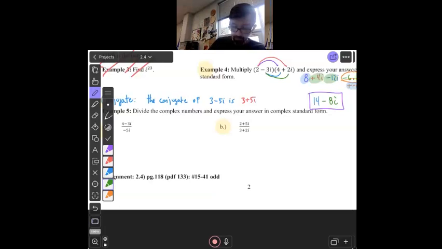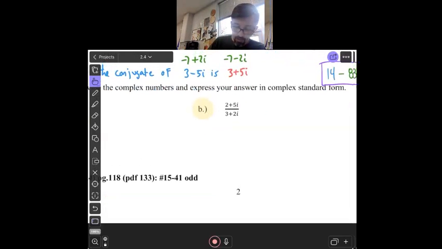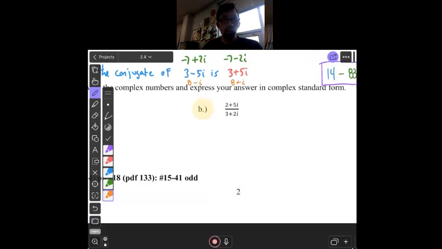The conjugate of negative 7 plus 2i is negative 7 minus 2i. The conjugate of 8 minus i is 8 plus i. So hopefully it's pretty easy to tell what conjugates are, right? The only thing that changes is the middle sign. That's what it means to be a conjugate.